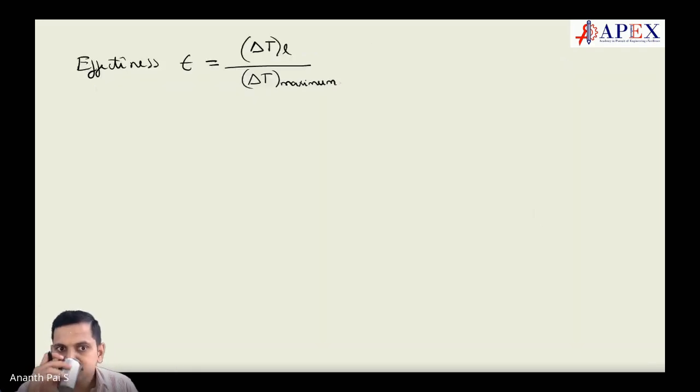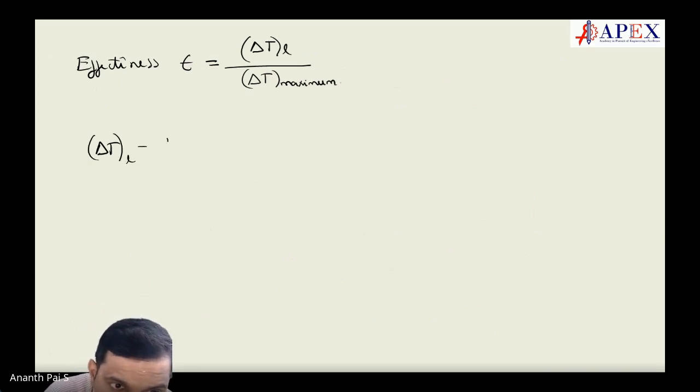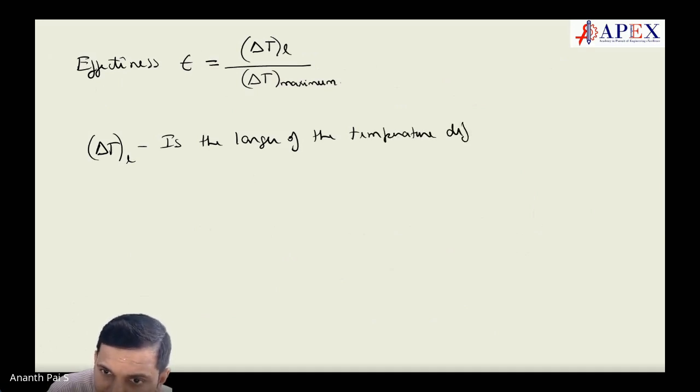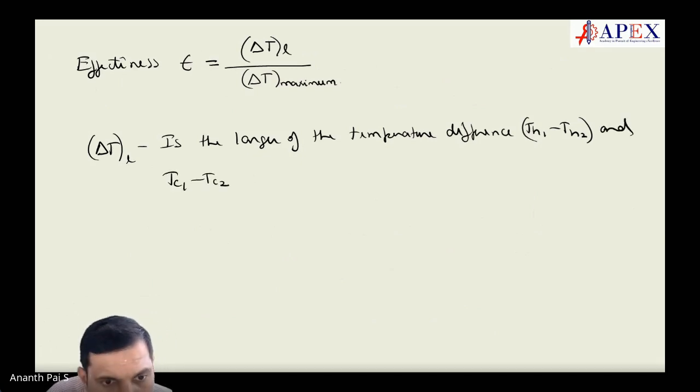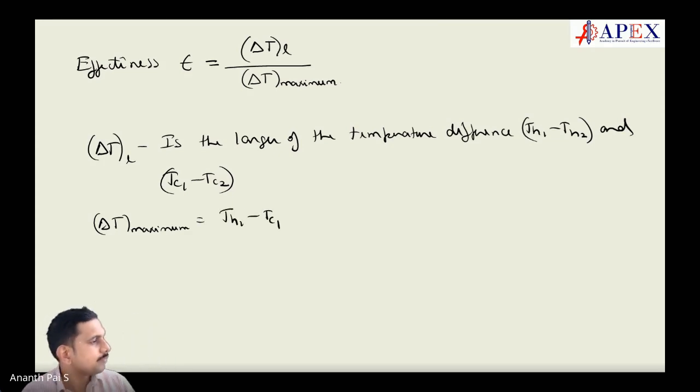So now, effectiveness epsilon can be written as delta TL, where delta TL is the larger of the temperature differences TH1 minus TH2 and TC1 minus TC2, and delta T maximum is always equal to TH1 minus TC1. Very, very important to understand. This question may come. This time it will come. I'll tell you, I have a prediction.